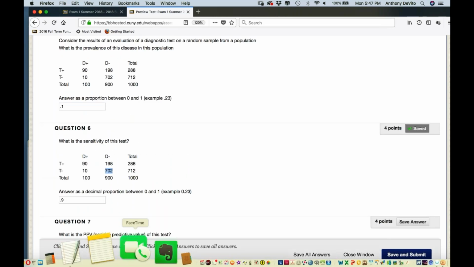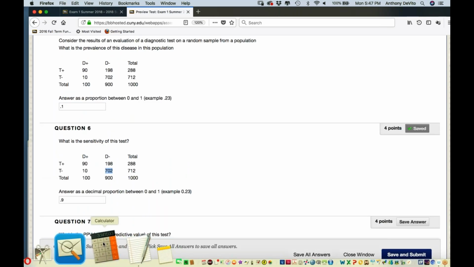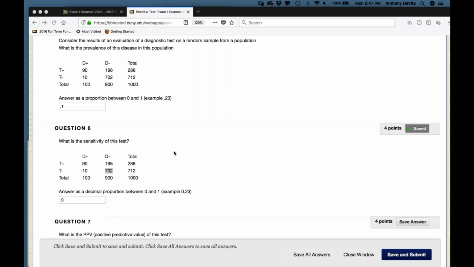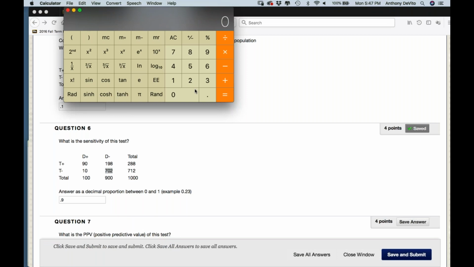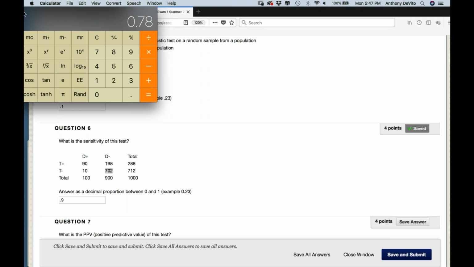Is that right? 78%? Okay, probably. I got a probably on this end. Let me check. I'm going to check your work, Melissa. Hang on a second. Okay, let's see. 702 divided by 900 equals 78%. Absolutely right. Good.